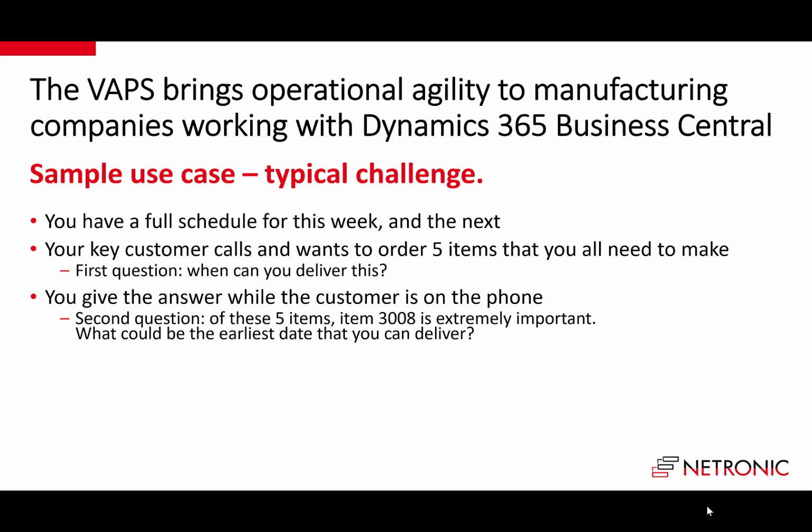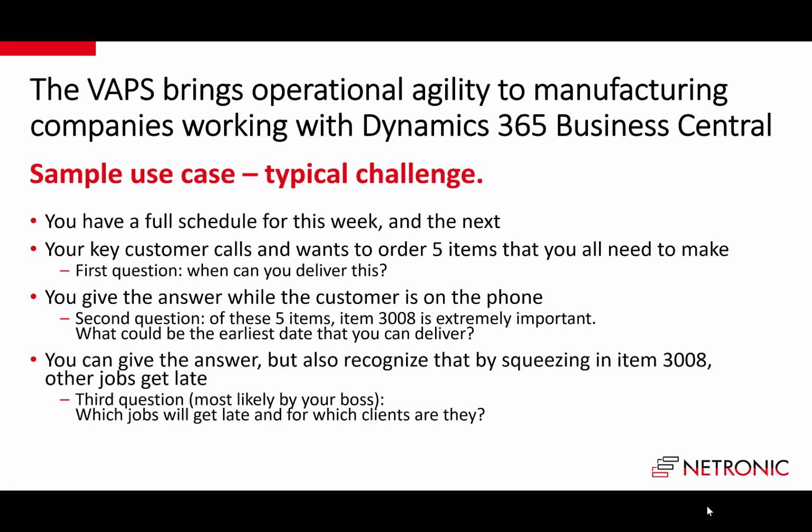And then when you give the answer, the typical next question is that your customer says, well, of these 5 items, there is one item that is extremely important to me. What could be the earliest date that you can deliver? And again, while the customer is on the phone, you can do this in the VAPS and you get an answer. So you give them the answer, but then you recognize that by squeezing in this urgent item and by accelerating this urgent item, other jobs get late.